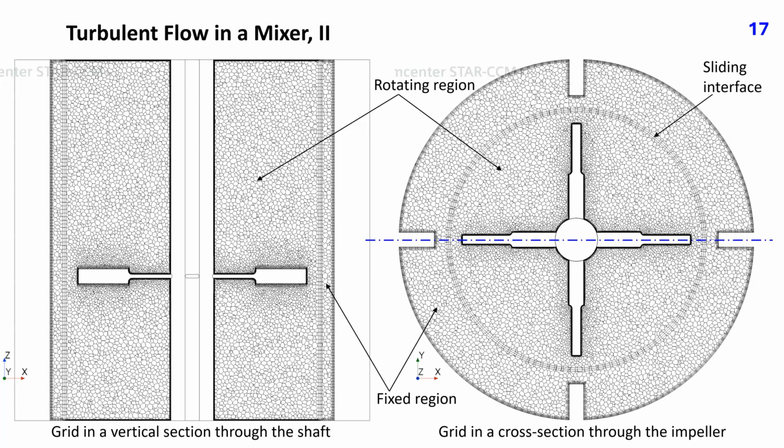These two plots show sections through the polyhedral grid, vertical section along the shaft on the left and a horizontal cross section through the impeller on the right. The rotating region attached to the impeller and the fixed region attached to the casing and baffles are separated by a cylindrical sliding interface. Prism layers are generated along all walls. The grid is finer near impeller blades than elsewhere, which was achieved by specifying a smaller cell size for impeller surface.